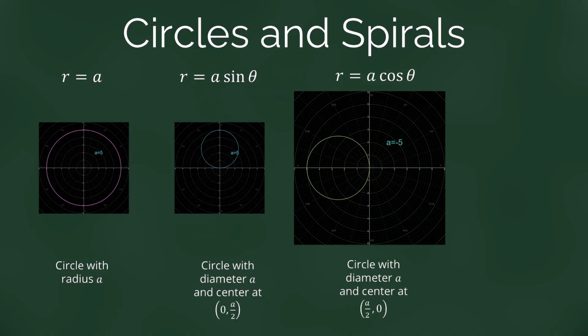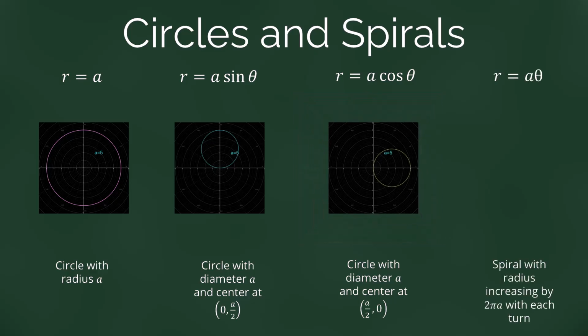Equations of the form r equals a cosine theta look similar but are slightly different. Here we'll see that it's the polar axis that goes through the center of the circle, so that the center is now at a over 2, 0. They still have the diameter of a, as in the previous case.